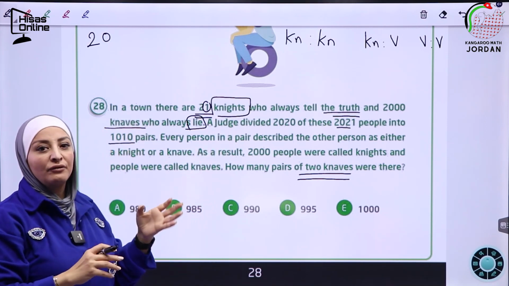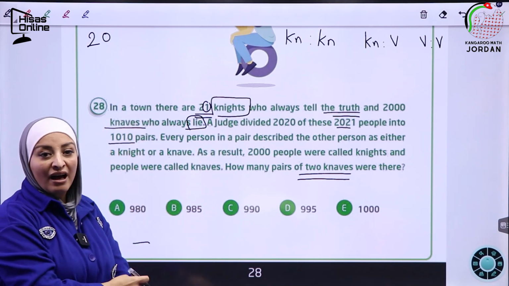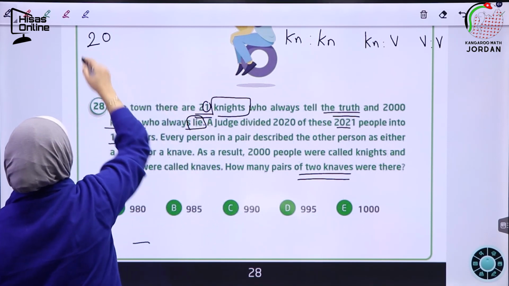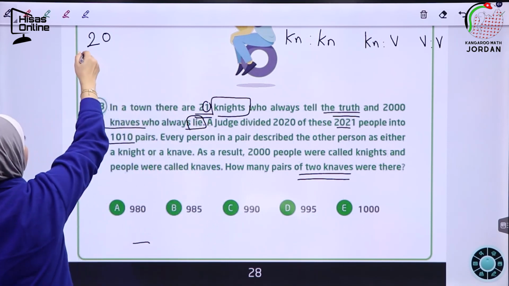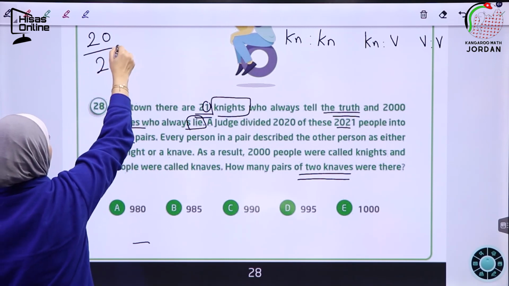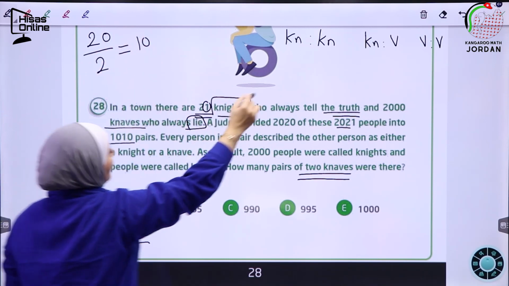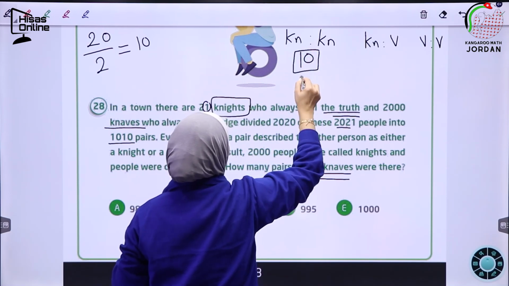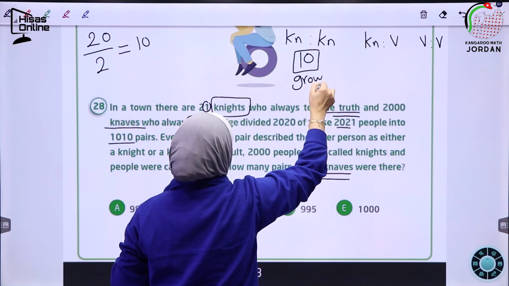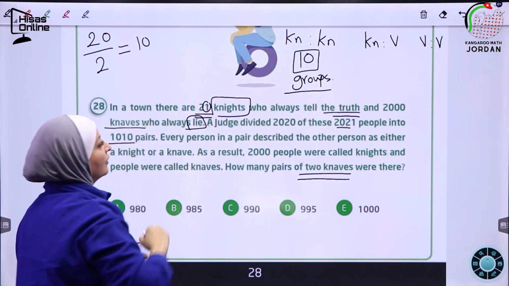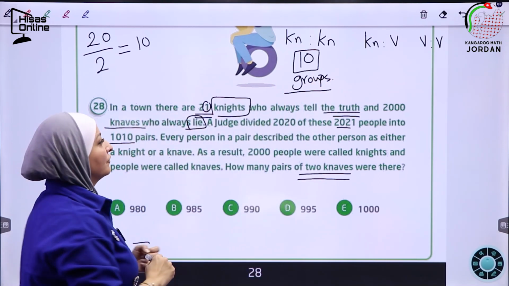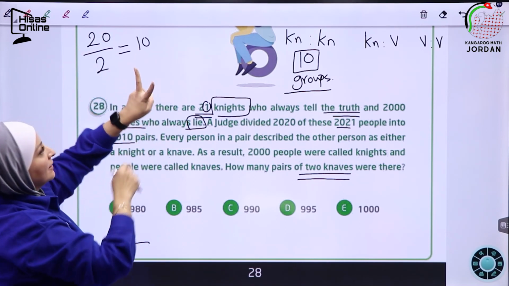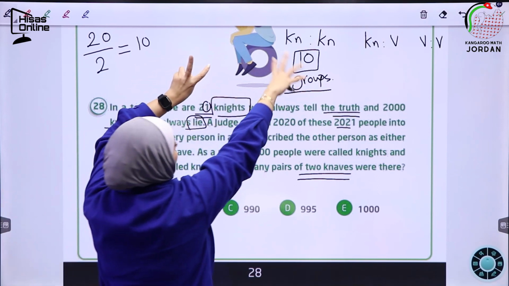My question asked me to find how many pairs of knights together we have. As long as we have 20 people who tell the truth, the knights, I'm going to divide them into pairs. So I will have 10 groups of knight to knight. Good. Now I still have another 10 because it's 20. So I took 10 groups of this.